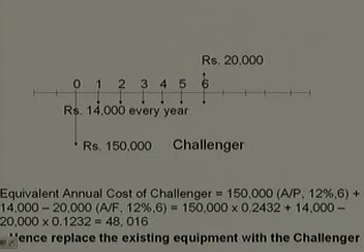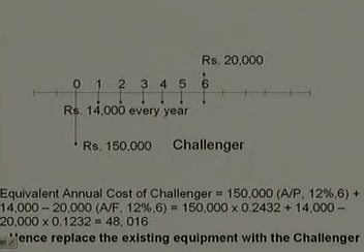150,000 is its acquisition cost at time t equals 0. Every year I have to incur 14,000 towards operation and maintenance, and at the end of year 6 it is likely to be sold at rupees 20,000. So, salvage value is rupees 20,000. Now, once this cash flow diagram is known to me, I can immediately calculate the equivalent annual cost for this Challenger.